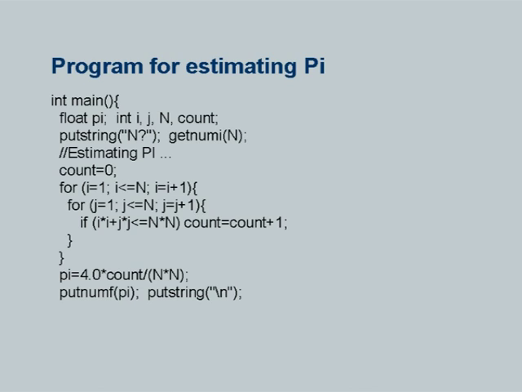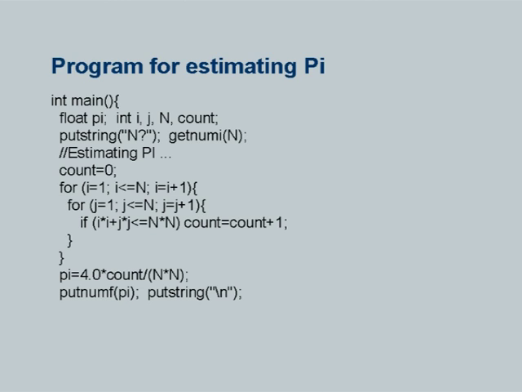It defines pi to be a floating point number. Of course, pi is going to be a fractional number, so we expect pi to be floating point. We define i, j, n and count as integers, because these are all integer values. So this program defines all the variables i, j, n, count, etc., and the floating point variable pi.